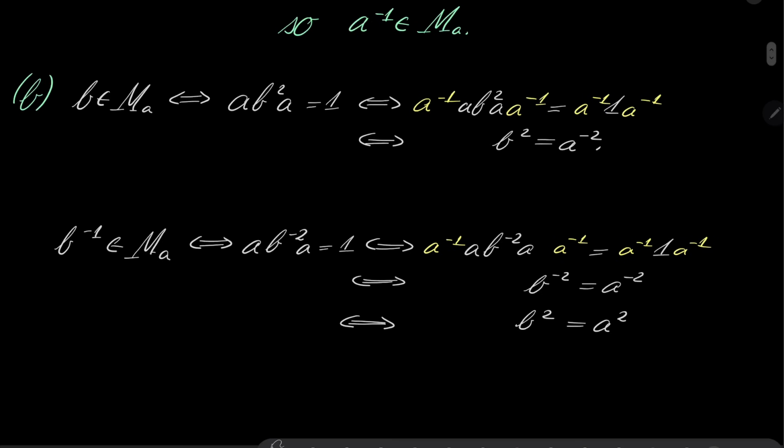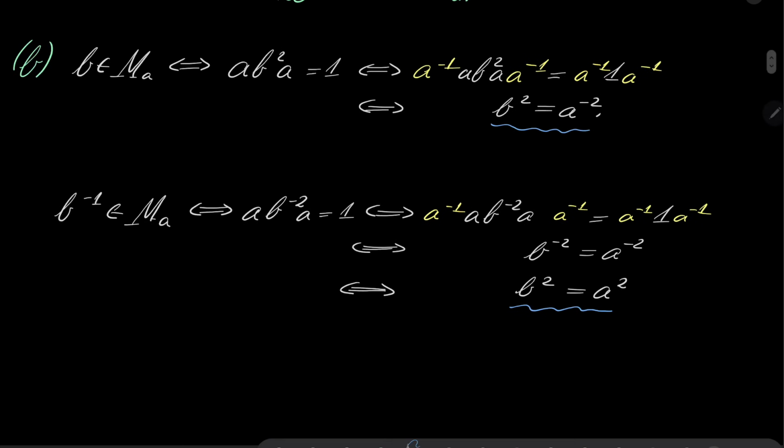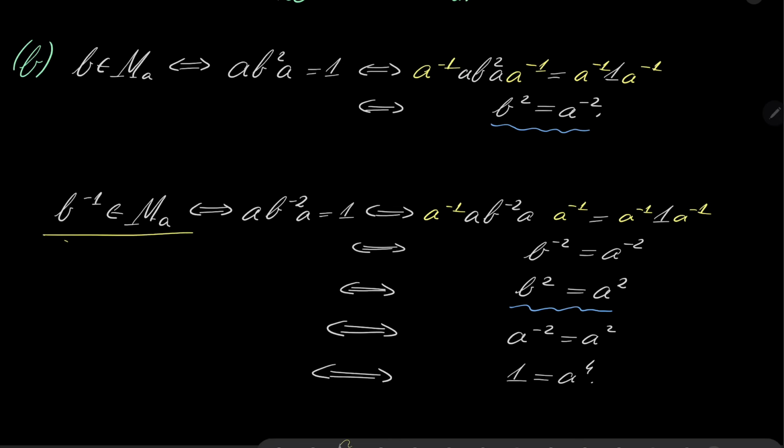Alright, but now let's compare it. B squared equals A to the minus second power, and the same B squared equals A to the second power. Which means this is equivalent to saying that A to the minus second power equals A squared, and after multiplying by A squared on both sides, 1 equals A to the fourth power, which is exactly what we wanted. This is equivalent to this.